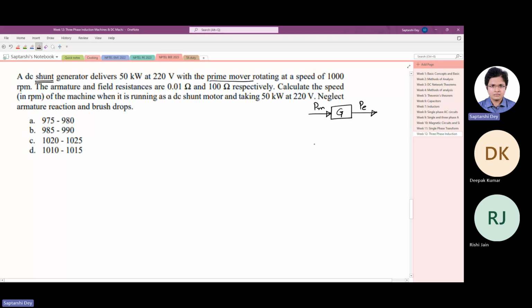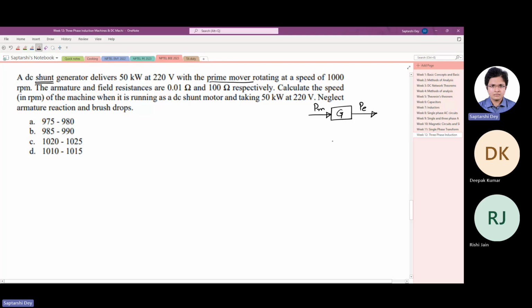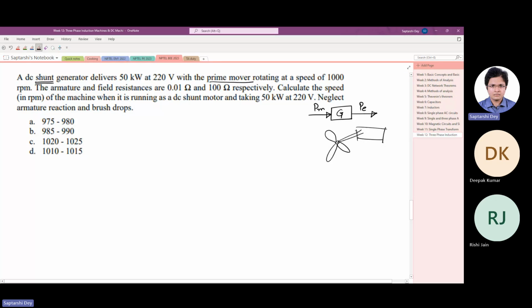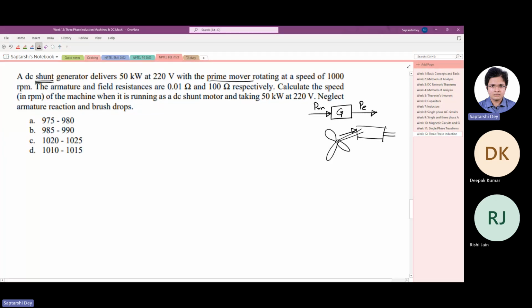So it may be a turbine which is connected to a generator. The turbine is being rotated by steam or water, whatever. So that delivers the mechanical power, and the generator converts it to electrical power. That's a prime mover. The prime mover is rotating at a speed of 1000 rpm, so the machine is also rotating at 1000 rpm. No gear is involved. The armature and field resistance are given.